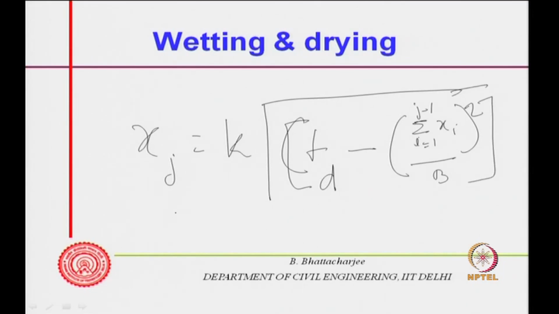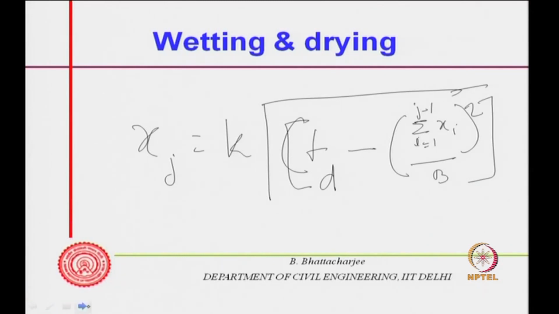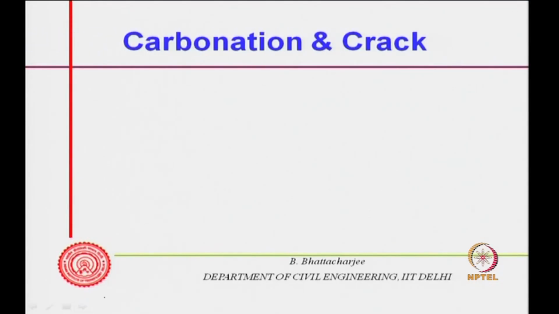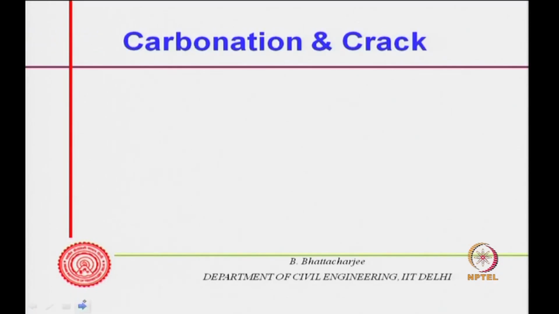So, x_j is the progressive carbonation depth in the jth cycle, and this you can repeat and find out. This is how we can model this. What is important for us is that when it reaches the cover depth, service life has been reached.